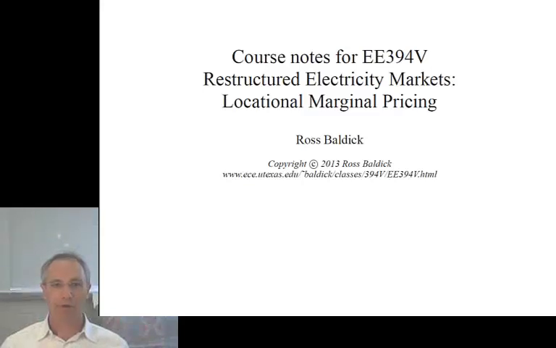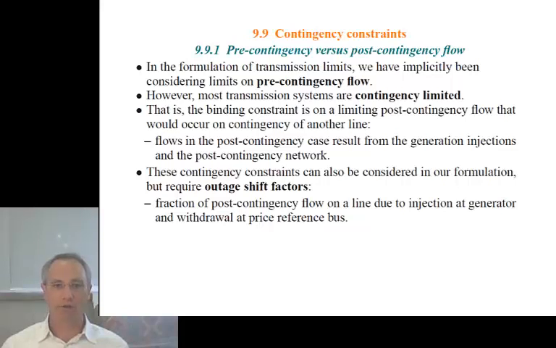In the rest of this chapter on locational marginal pricing, we'll cover several additional topics. First, contingency constraints. In the formulation so far, we've implicitly been considering limits on pre-contingency flow. However, most transmission systems are contingency constrained. For example, the binding constraint is on a limiting post-contingency power flow that would occur on contingency of another line. Sometimes post-contingency constraints are due to voltage as well.